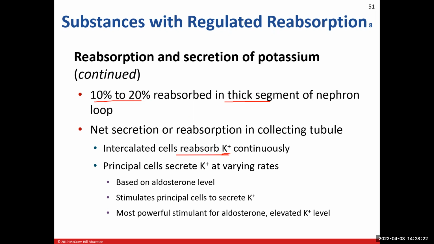If I said calcium earlier, I apologize. I don't know why I'm on a calcium kick. But potassium. So the intercalated cells are resorbing potassium all the time.